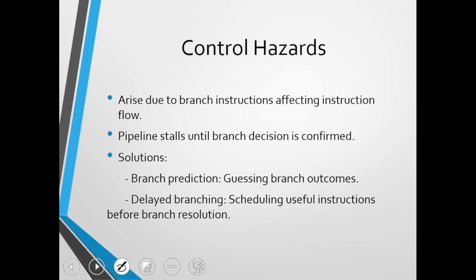Okay, now let me discuss control hazards. These arise due to the branch instructions affecting the instruction flow. The pipeline stalls until the branch decision is confirmed. So it occurs due to some of the decisions made by the branch instruction. So how can we prevent it? It can be prevented by branch prediction, predicting what the outcome of the branch will be, and delayed branching. So it is scheduling useful instructions before branch resolution.